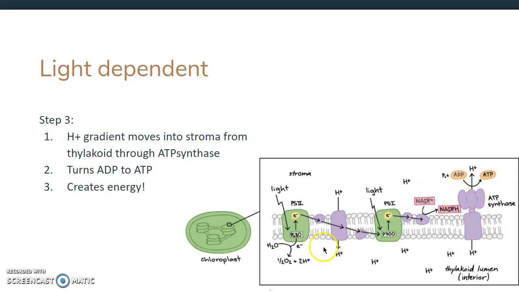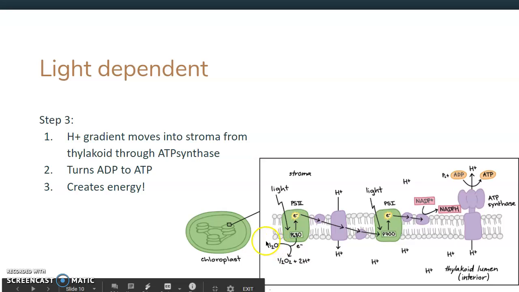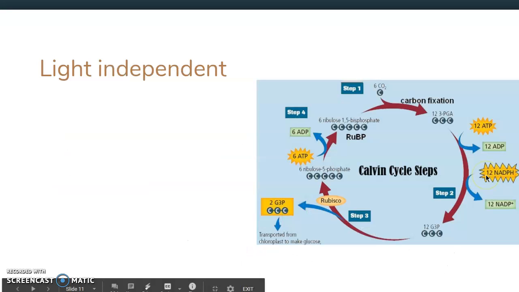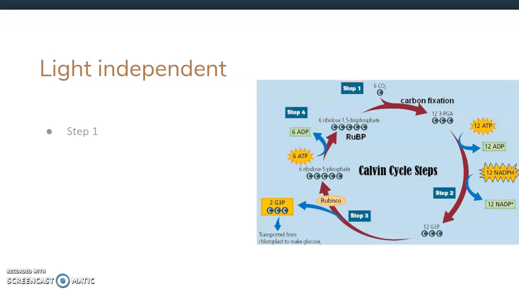So we now have lost our water, but we've created our oxygen and then our energy molecules of NADPH and ATP. So we're ready for the light independent part of our reaction, which is also called the Calvin cycle.